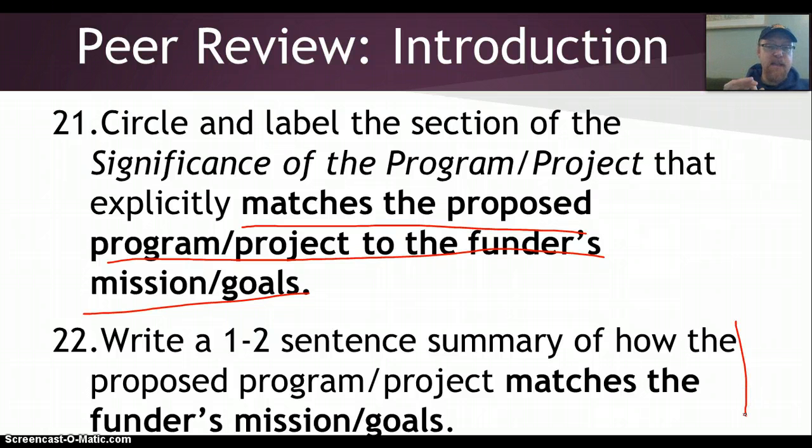In other words, explicitly stating how the proposed program or project matches what the funder is trying to achieve on a large scale. Right? So if it's the Gates Foundation and they're trying to improve the health of disadvantaged communities worldwide, and that's one of their main mission or goal statements, you need to be saying to them, this is how our proposed program project helps eradicate these health problems in disadvantaged populations in this particular part of the world. It's one way to get at the funder's mission or goals.